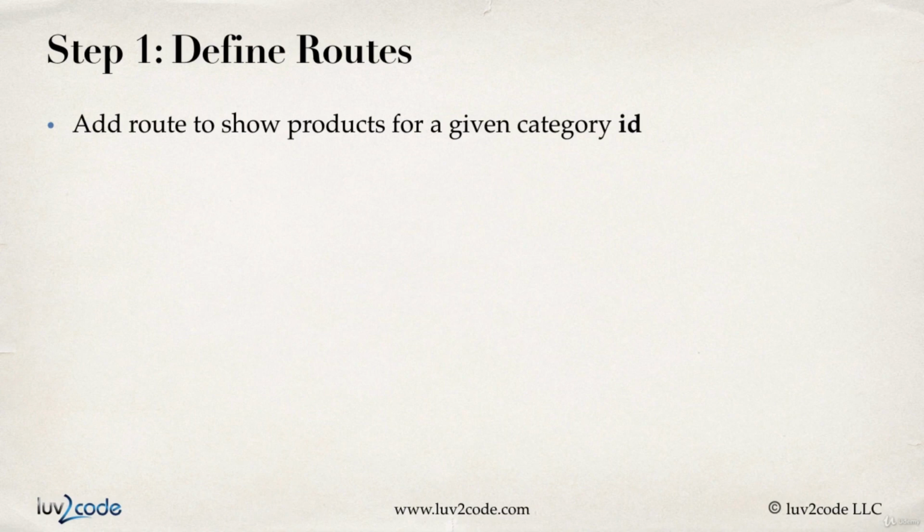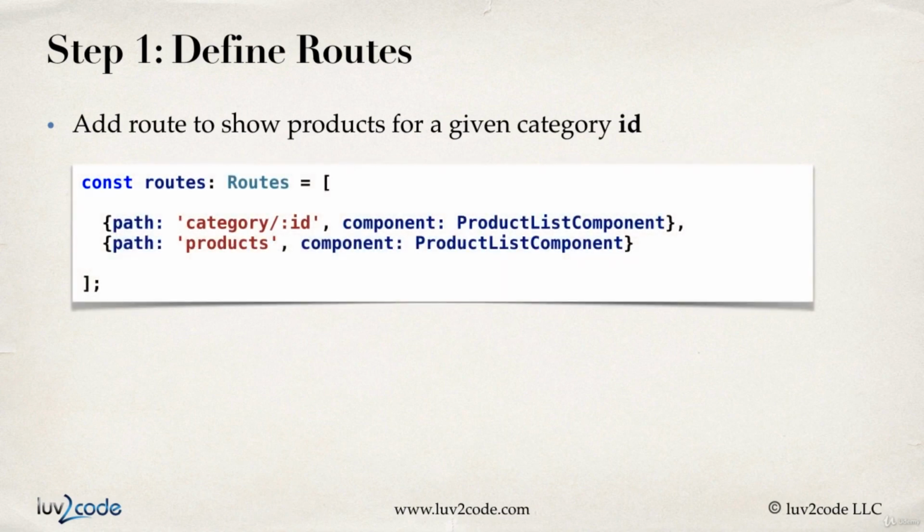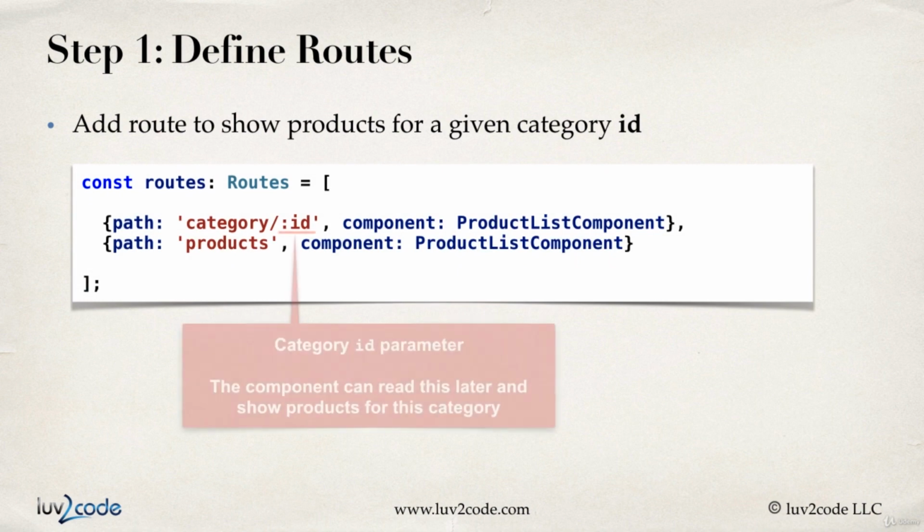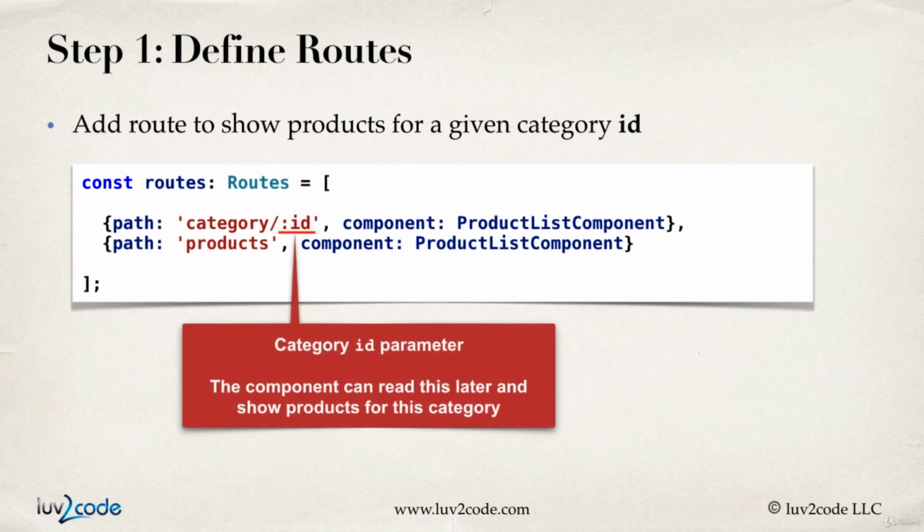We can also add a route to show products for a given category ID. So here I have my routes and I have this entry here for category/:ID. So this says that category ID is a parameter. The component can read this later on and show products for this given category.